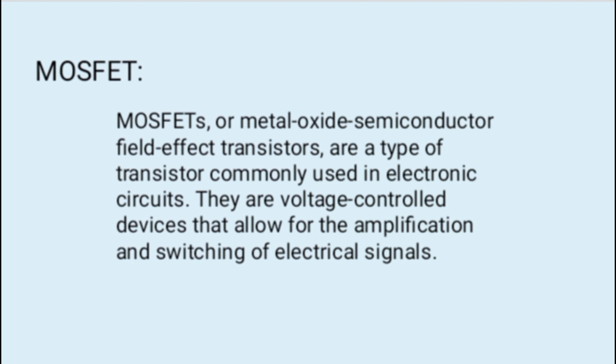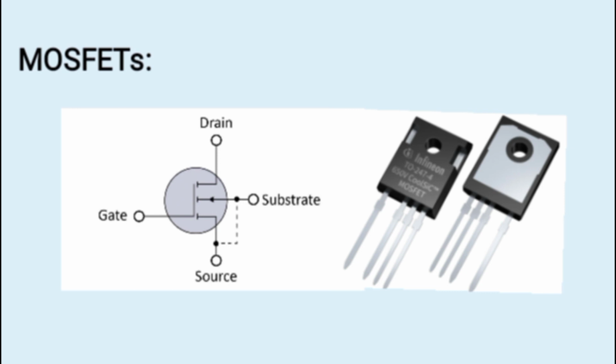MOSFETs, or metal oxide semiconductor field effect transistors, are a type of transistor commonly used in electronic circuits. They are voltage-controlled devices that allow for the amplification and switching of electrical signals. The basic structure of a MOSFET consists of a metal gate electrode separated from a semiconductor channel by a thin insulating layer of oxide. When a voltage is applied to the gate, an electric field is generated in the channel, which controls the flow of current between the source and drain terminals.